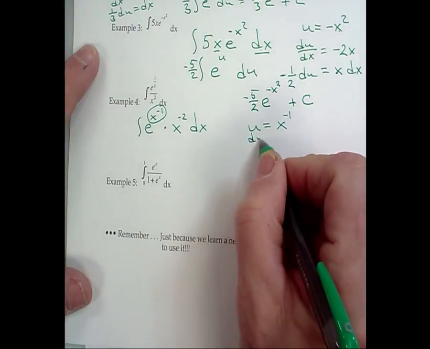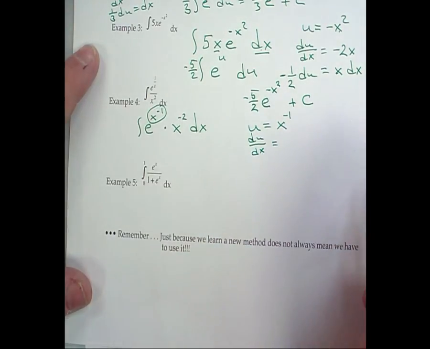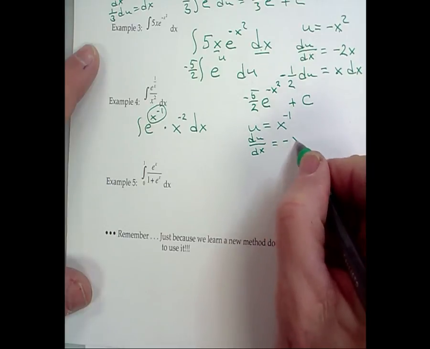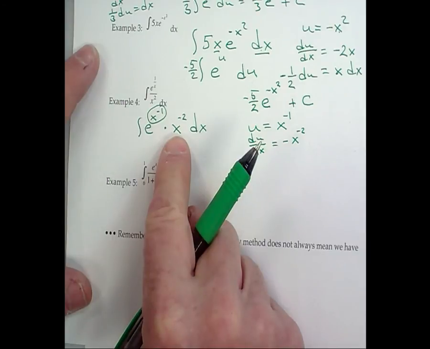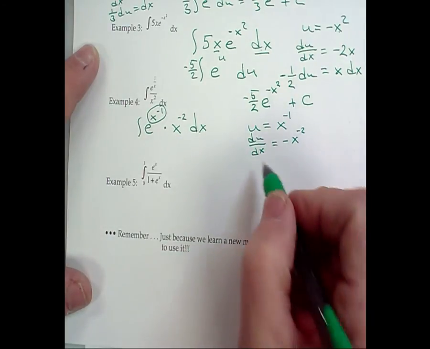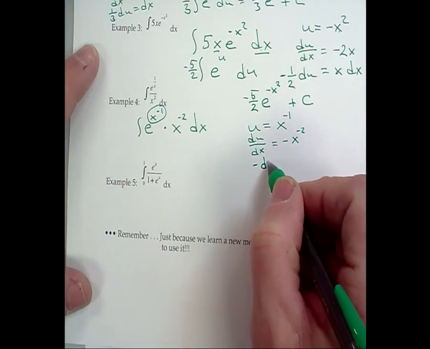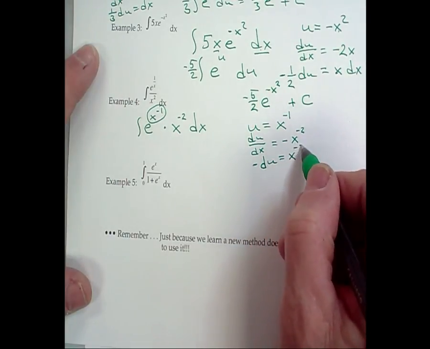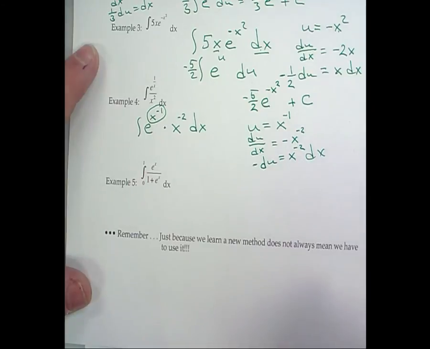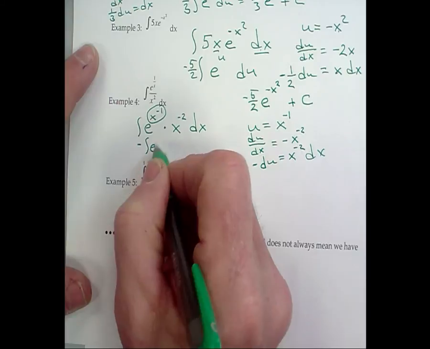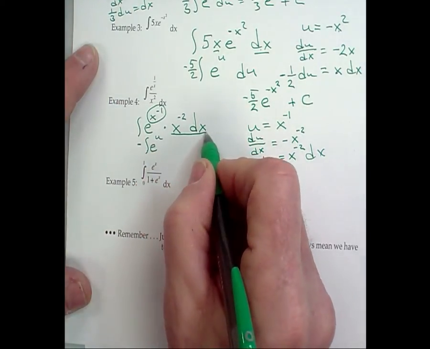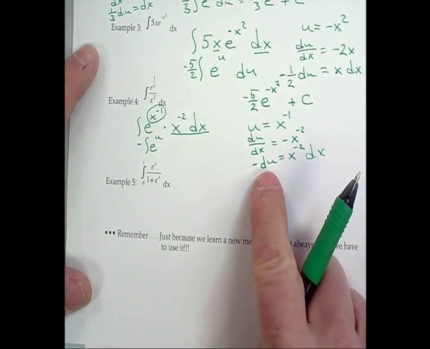So that means du dx will be what? Negative 1x to the negative second. Which I have right here, correct? Correct. Okay, so I'm happy to see that. So do you see where I have a negative du equals x negative 2 power dx? Yeah. Okay? So I'm going to bring the negative, because it's a constant, out front. This becomes e to the u. And this whole thing right here that I'm underlining is going to be du.